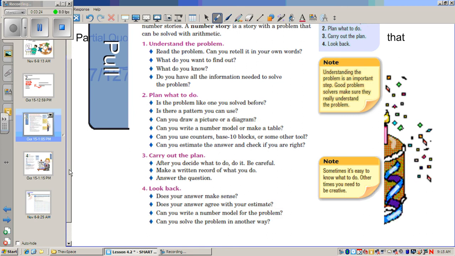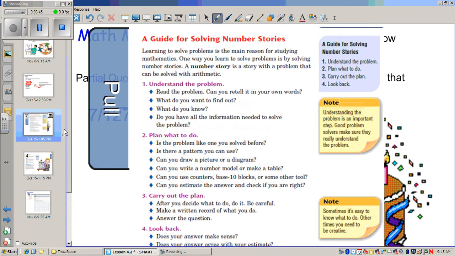And I know this is an area that we're not real good at. We don't want to look back. We want to keep moving because we want to get it done. But it's really important to look back and ask yourself, does my answer make sense? Could this even be possible? Does your answer agree with your estimate? Can you write a number model for the problem? And can you solve the problem in another way? All of those things are good. And then it says a guide, and it's just 1, 2, 3, 4. And again, it's basically understanding the problem, planning what to do, carrying it out, and looking back.